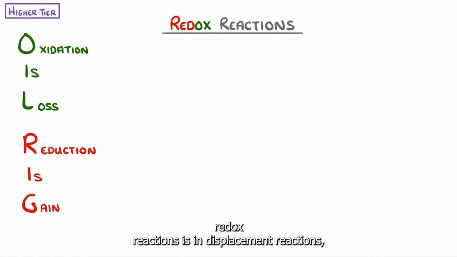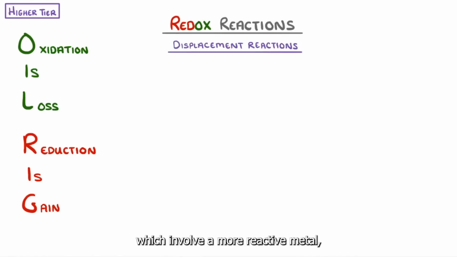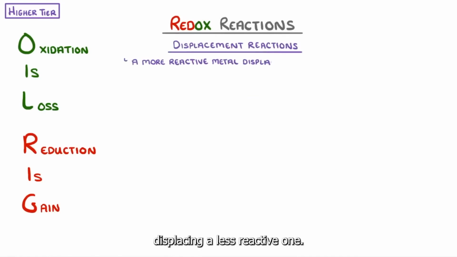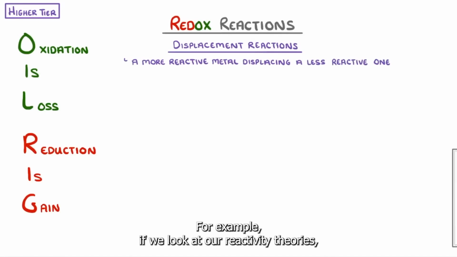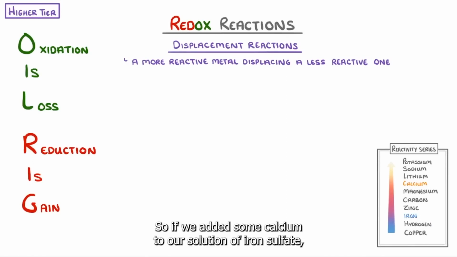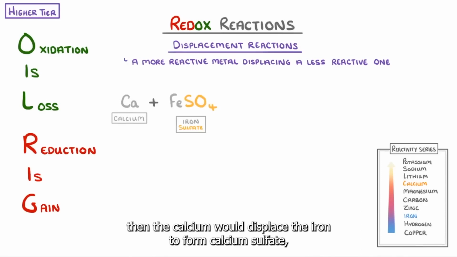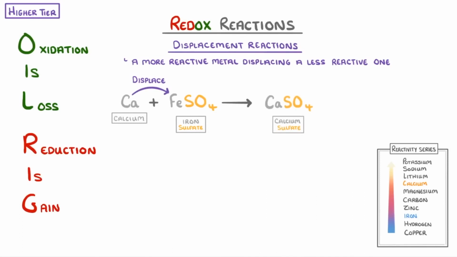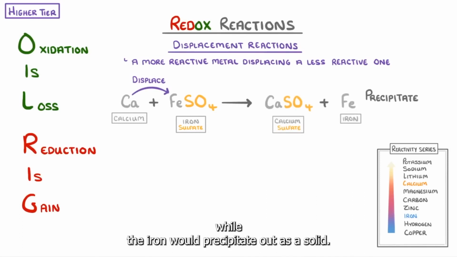Another place we see redox reactions is in displacement reactions, which involve a more reactive metal displacing a less reactive one. For example, if we look at our reactivity series, we can see that calcium is more reactive than iron. So if we added some calcium to a solution of iron sulfate, then the calcium would displace the iron to form calcium sulfate, while the iron would precipitate out as a solid.